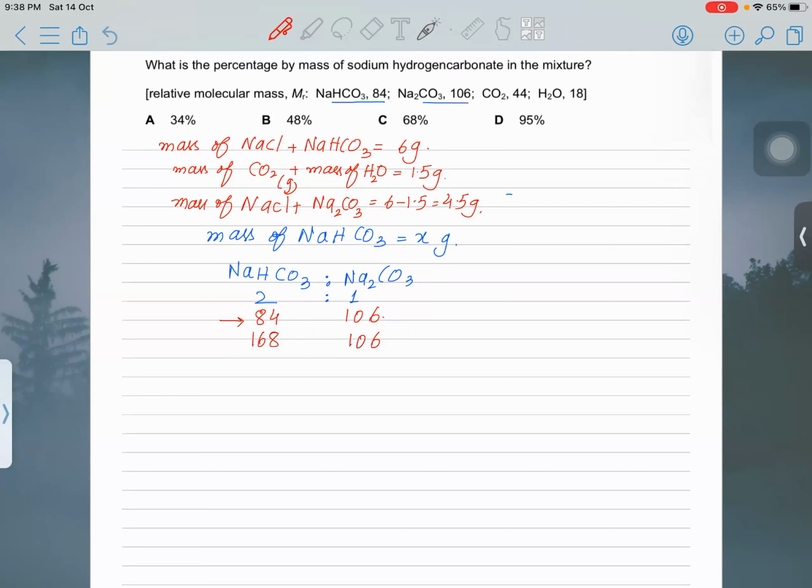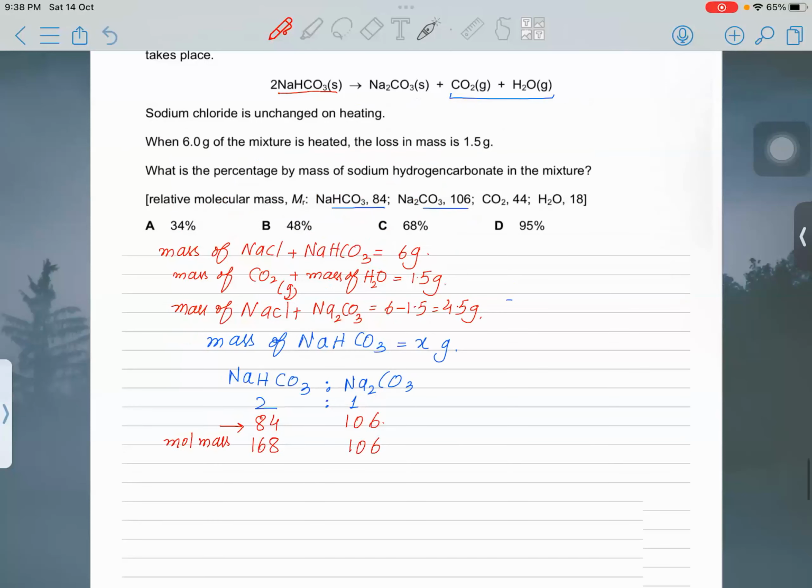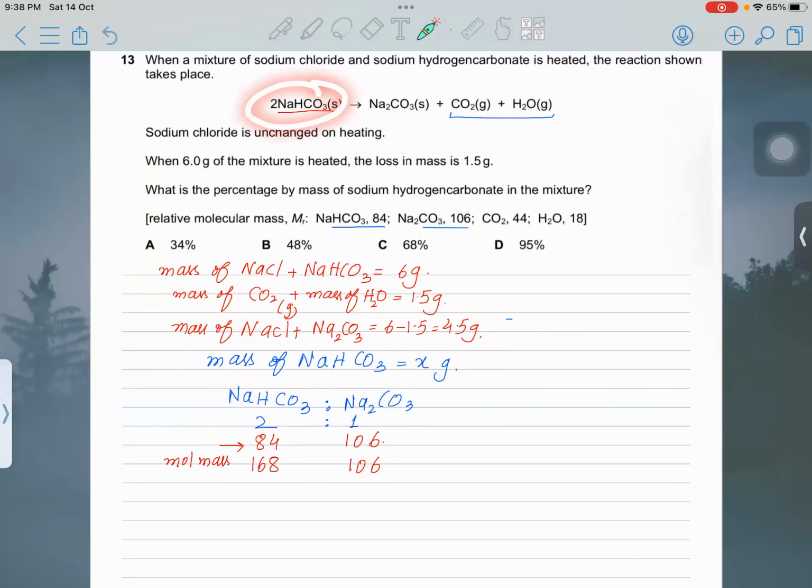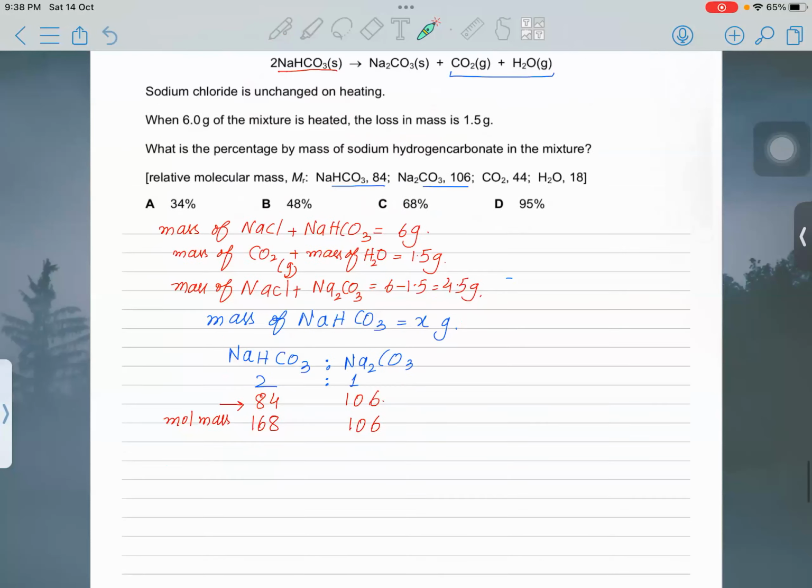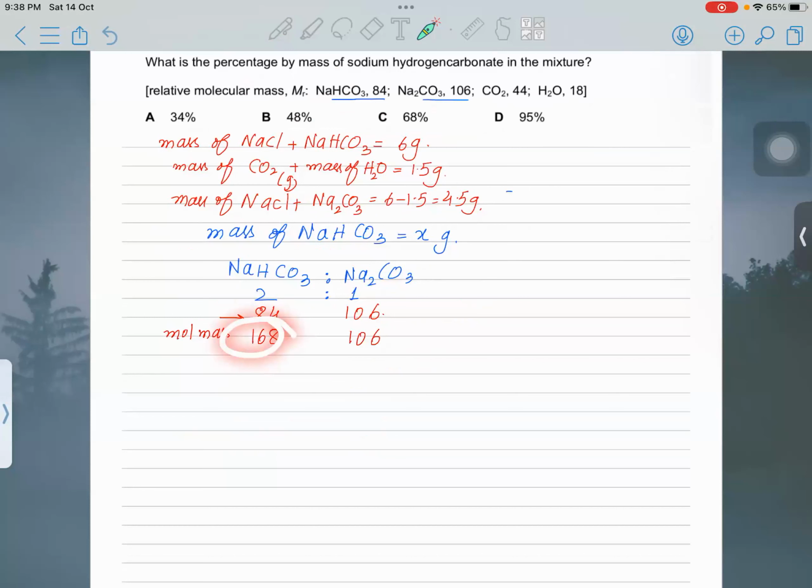What do you mean by 168? That's 168 moles? No, this is the molar mass. This is called molar mass. I will explain again and again, don't worry. So you mean molecular mass? Molecular mass is 84. In the equation, we have 2 NaHCO3. So we have to multiply it by 2 to find the molar mass.